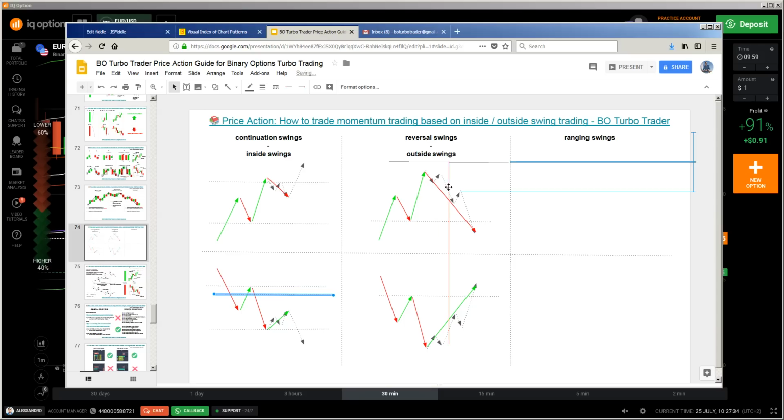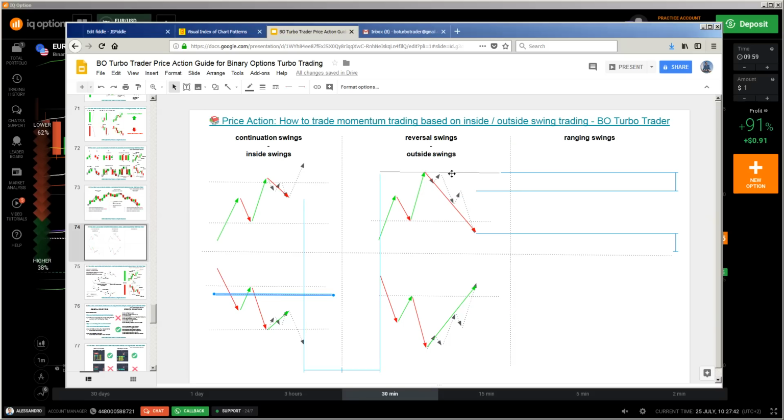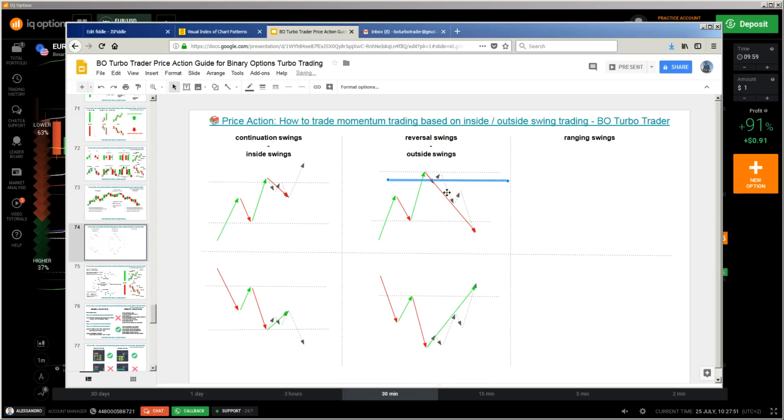And the same is valid here. If we are going to break through this one, right here above this one, we would have a continuation, and the same is valid below on this one here. If we are going to break through this one after the corrective wave, we would have a downtrend. So that is this one.